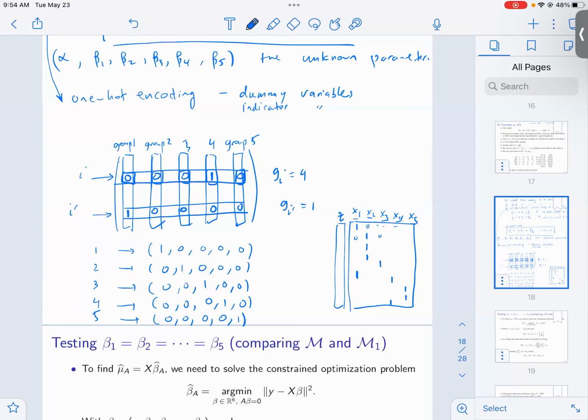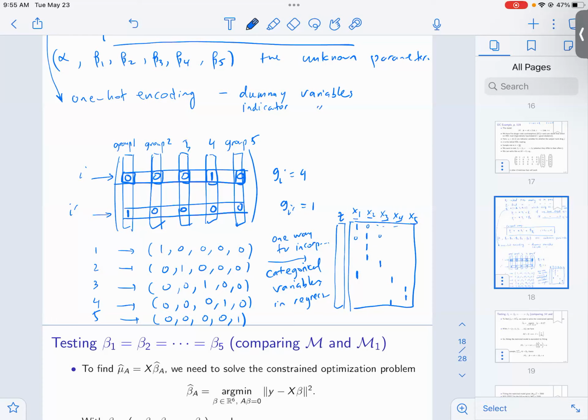So that's one way to incorporate categorical variables into regression. Categorical levels are not numerical, but I can introduce dummy variables. I can make them 0, 1 dummy variables, and now I have a usual covariate. I just created those 5 extra covariates.